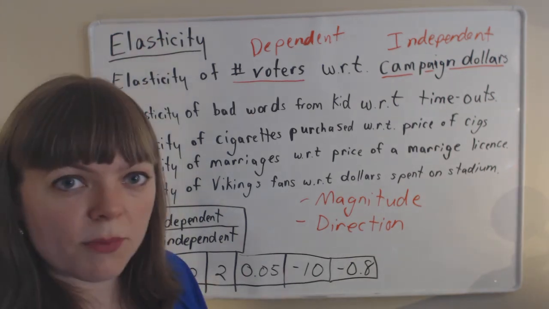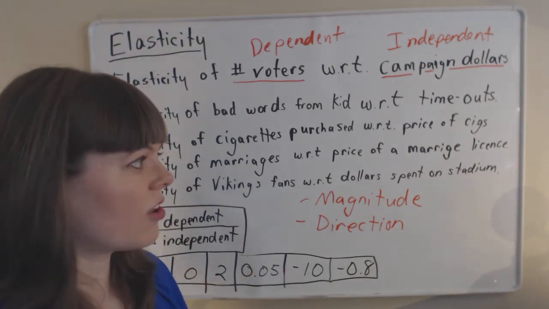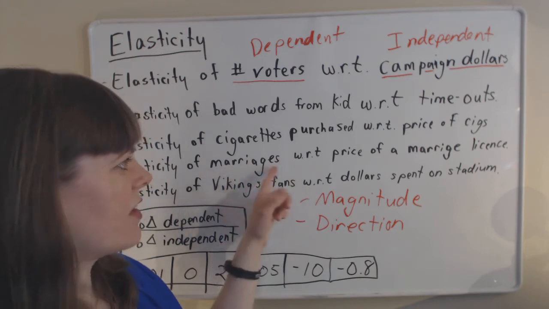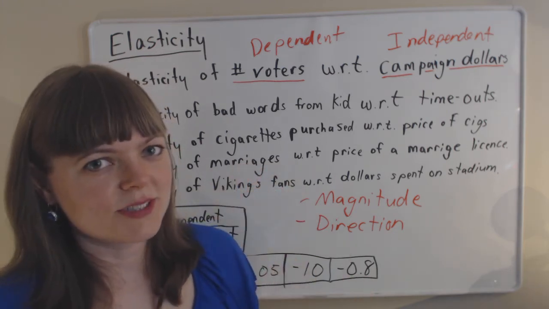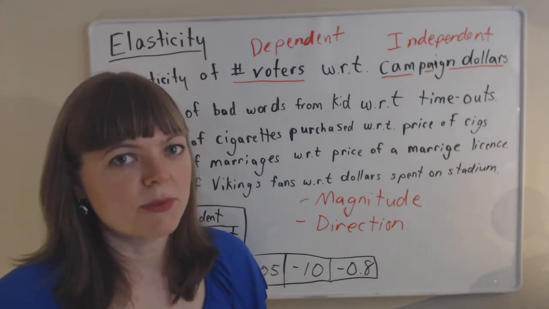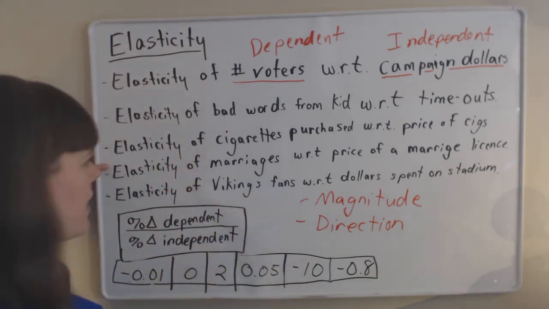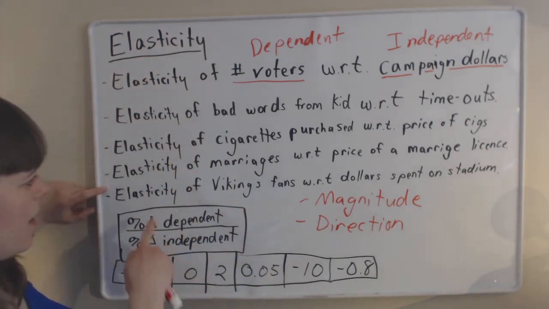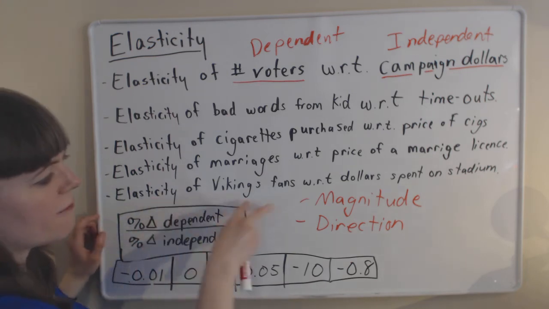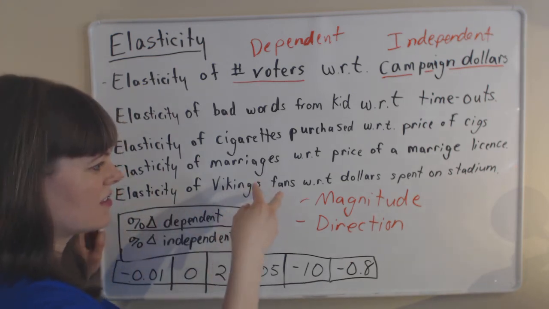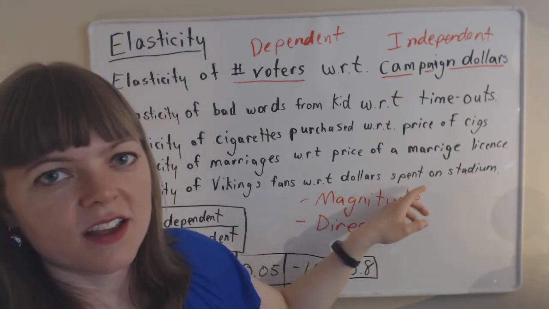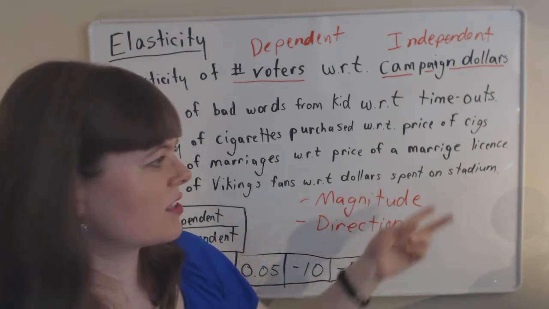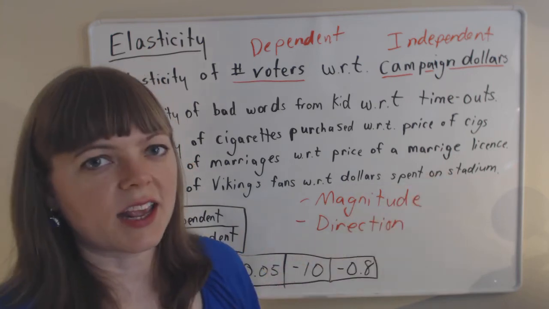It's a behavioral response with a potential to have a change in the number of marriages, but given the circumstances, we don't actually expect much behavioral change. So this one probably has an elasticity of 0. The bottom one here, elasticity of Vikings football fans, with respect to the dollars that we as the government spend on creating their stadium.